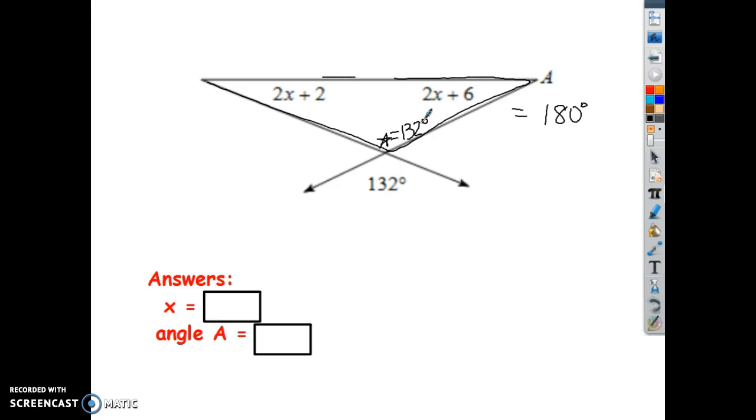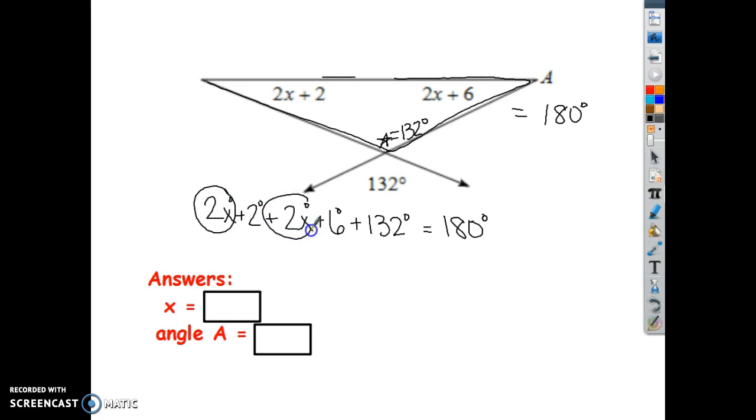So to do this, we take 2x plus 2 plus 2x plus 6 plus 132 degrees, and we set this equal to 180 degrees. Okay, well now we're going to combine like terms. I have a positive 2x and a positive 2x, so I get 4x, and I have a positive 2, a positive 6, and a positive 132. So 2 plus 6 is 8, and 8 plus 132 is 140 degrees, and again this is equal to 180.